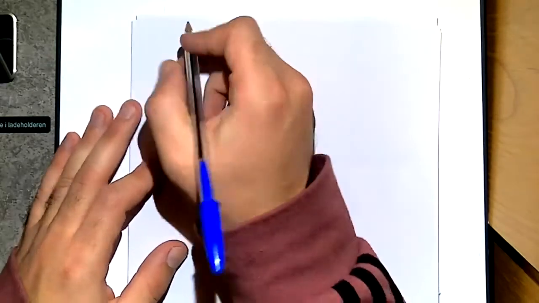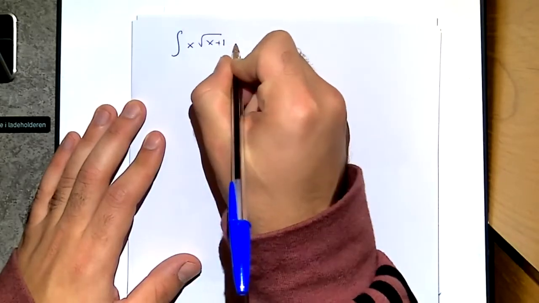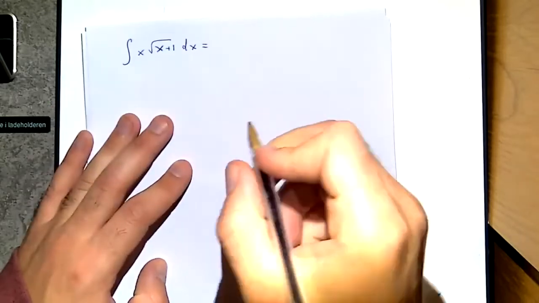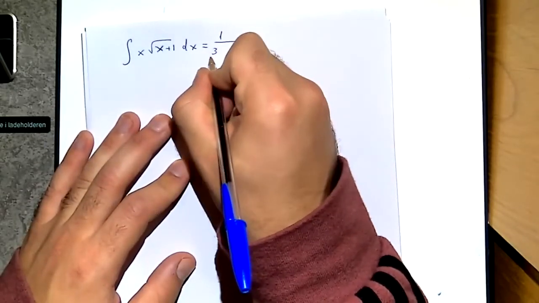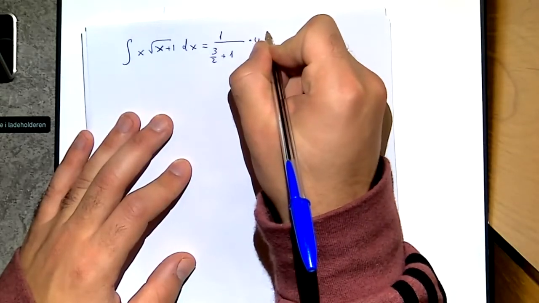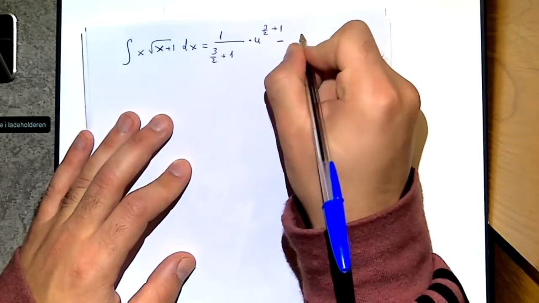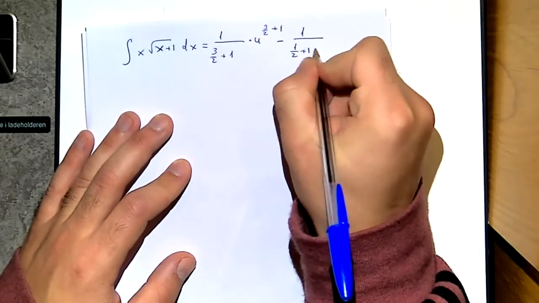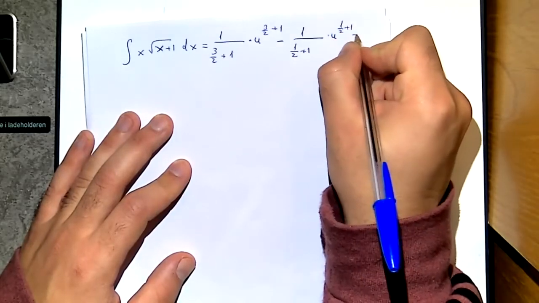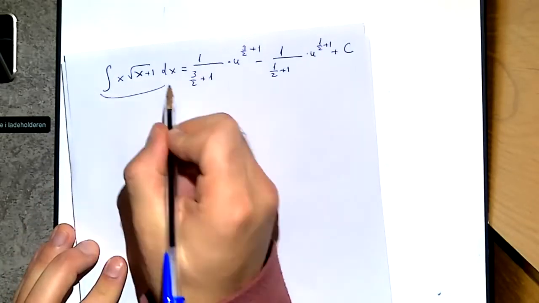So I started here. Let's write it. I started with the integral of x square root of x plus 1 dx. This is where I started, and my result is 1 over 3/2 plus 1, multiplied by u^(3/2+1), minus 1 over 1/2 plus 1, u^(1/2+1), plus a constant. Just copying the result of what I got there. This is where I started, this is where I got.